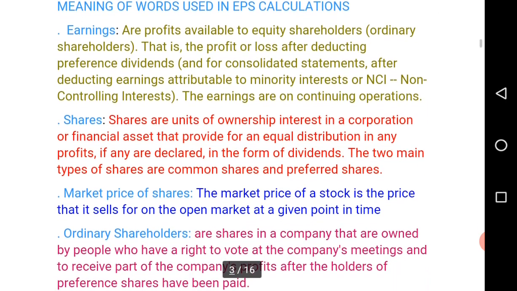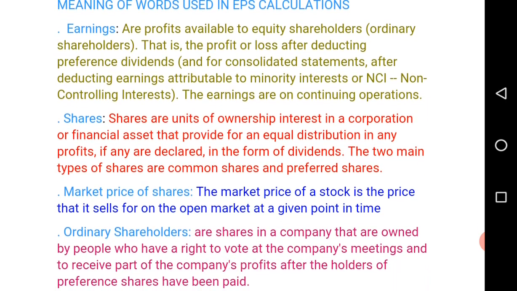And we have the definition of shares here. It says shares are units of ownership interest in a corporation or financial assets that provides for an equal distribution in any profits, if any are declared, in form of dividends. The two main types of shares are common shares, or ordinary equity shares, and preference shares.